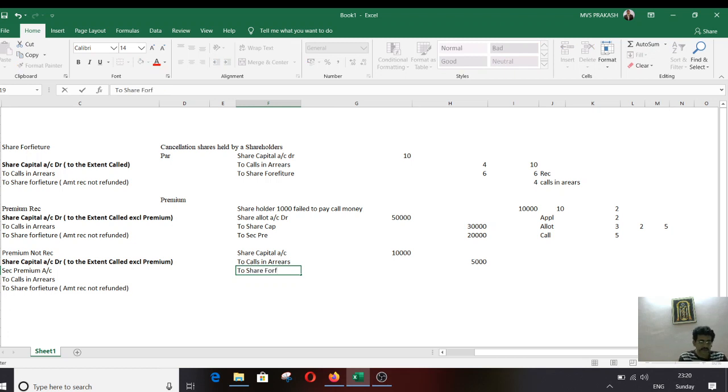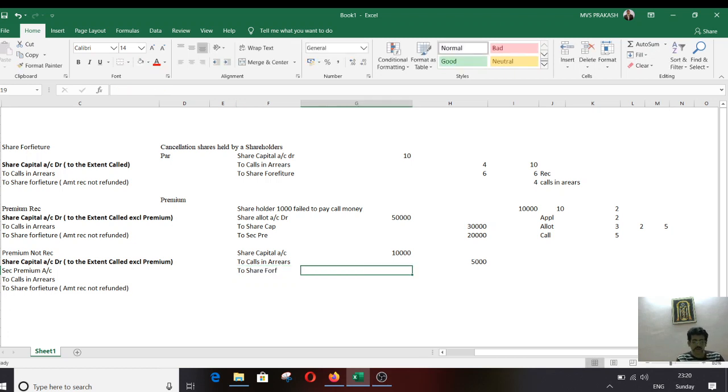Whatever amount I received which will not be given back, ultimately that will be transferred to the share forfeiture account. So here, what is the amount I had received? On 1000 shares I had received application money of 2, and I had also received the allotment money amounting to 3. So we had received 5000.